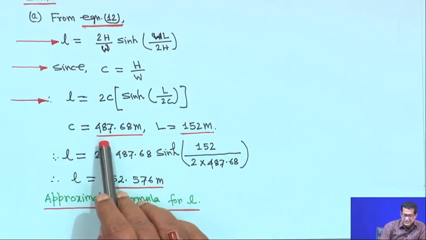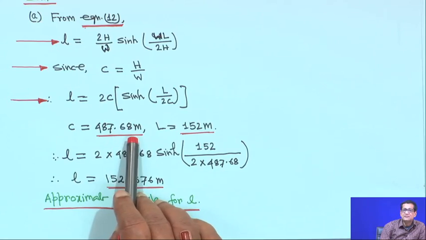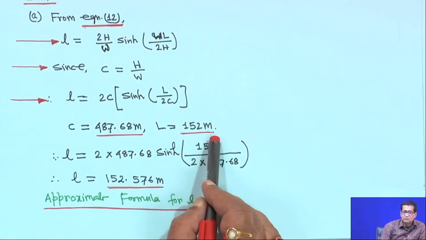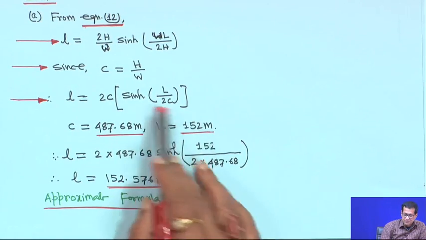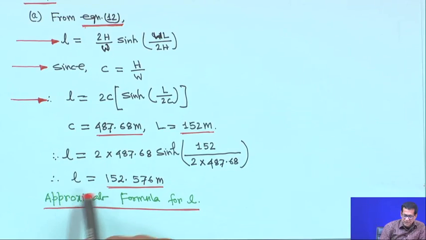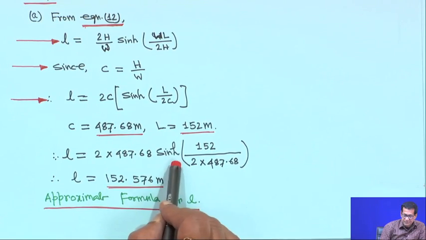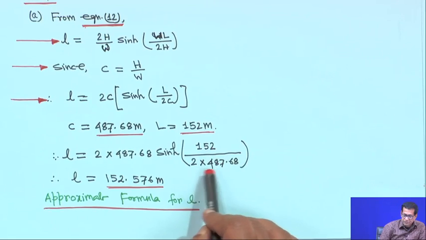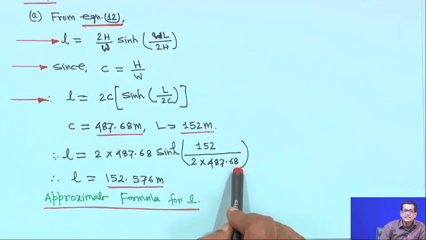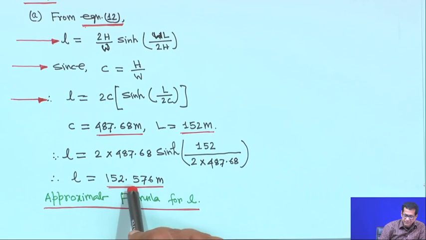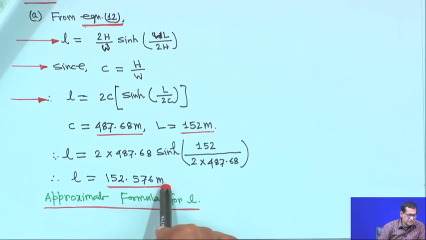Now, it is given c is equal to 487.68 meter and L is equal to 152 meter. So, substitute all these values. Small l will be equal to 2 into 487.68 sinh of 152 upon 2 into 487.68, that means l is equal to 152.576 meter.